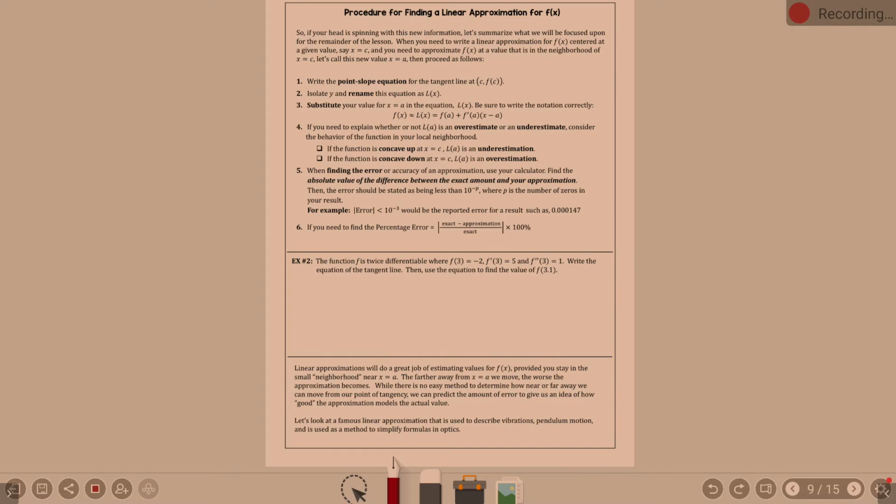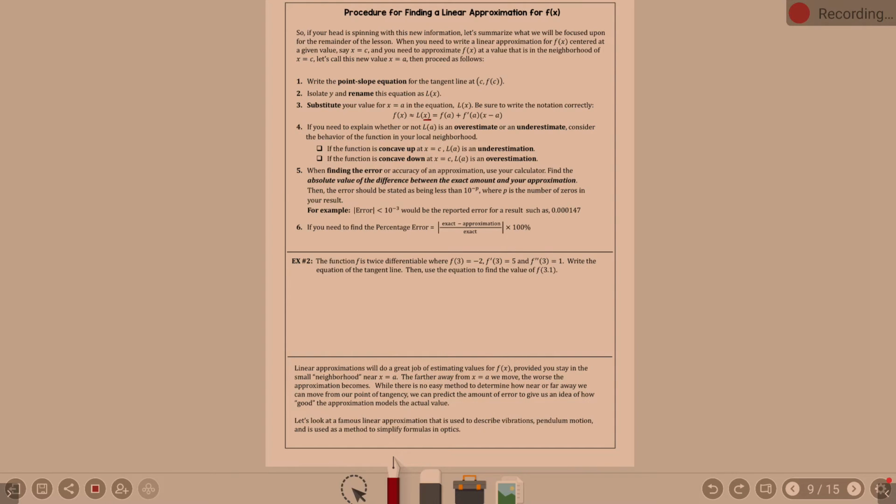First of all, we're going to write the point-slope form of the tangent line. We know how to write tangent lines. We're going to isolate y, which we will have already done, and rename this as L of x, L of x standing for linear approximation. It's not going to be the same as the actual function. In order to find the linear approximation, we'll substitute our value in.